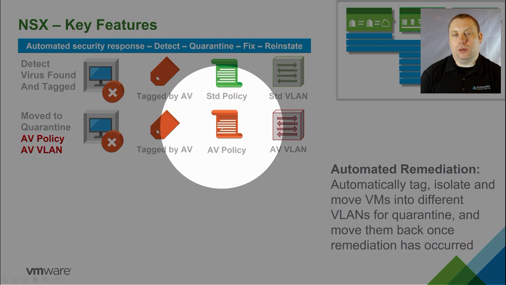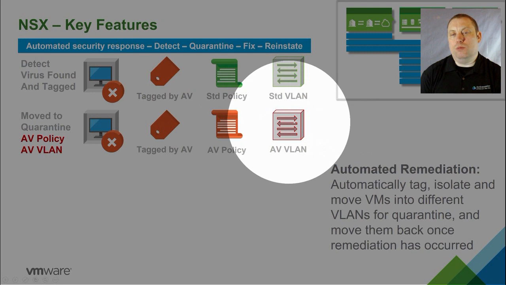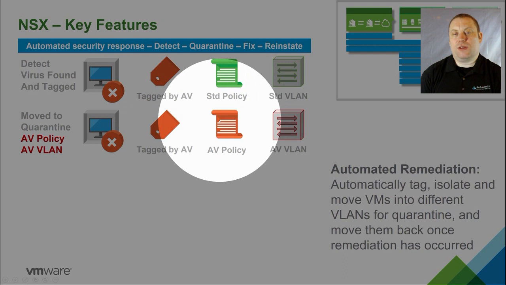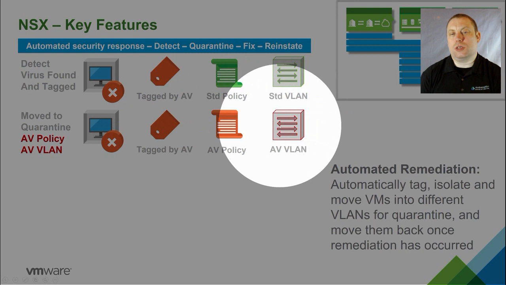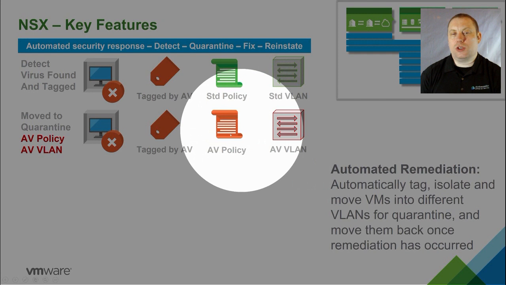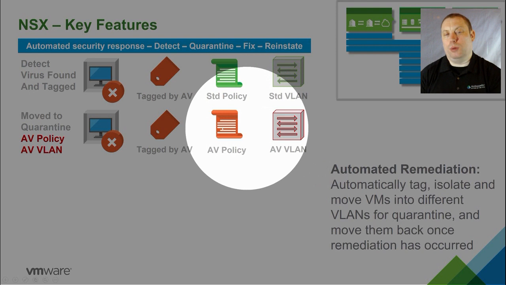So there's a slight oversimplification next, but what that is the equivalent of doing is moving it onto another network, which is the antivirus network. So it's slightly more complicated than this, but all you need to know is when that virus is found, we change the security policy and make it so that the only thing it can talk to is the other antivirus servers, not any of the other servers or desktops or virtual machines. So it's the equivalent of pulling the network cable out and plugging it into a different network, but all done through policies and software defined.